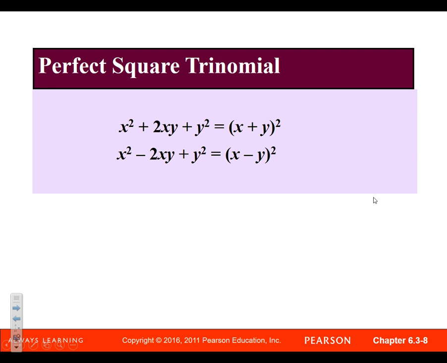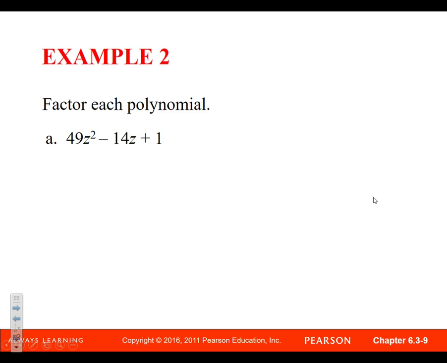You guys ready? All right, cool. So here's our first example. Before you jump into it and try to factor it, you have to first realize or decide whether it is going to be a perfect square or not. And here's the way I do it. Take a look at this first term. What's the square root of it?